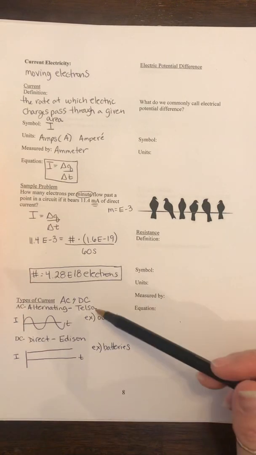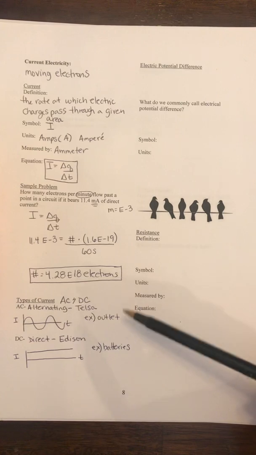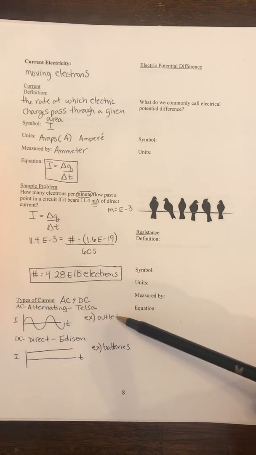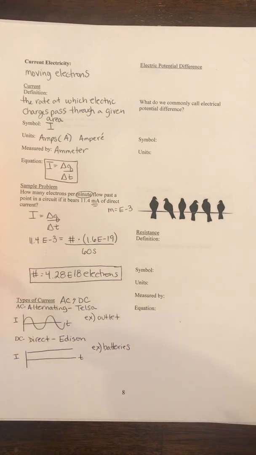So again, we have two different types of current, AC, DC, which is exactly where the band name came from. And AC is alternating, which is the type of current that comes out of your outlet. DC is direct, type of current that comes from a battery. All right, that's enough about current.